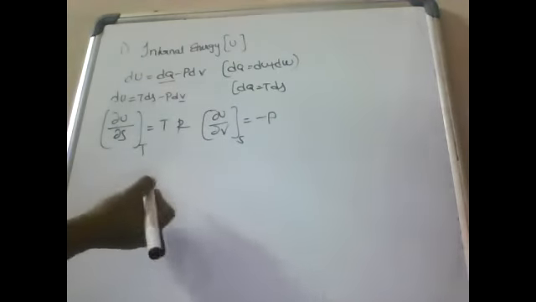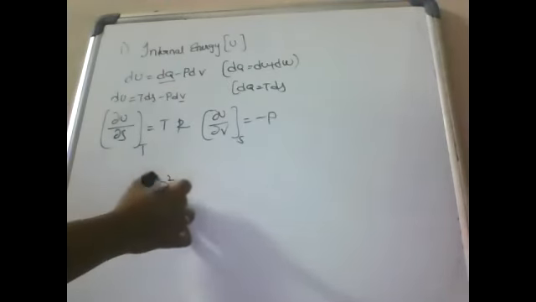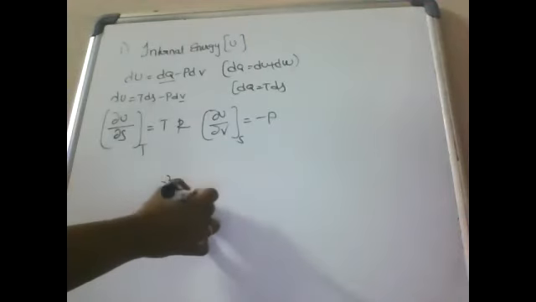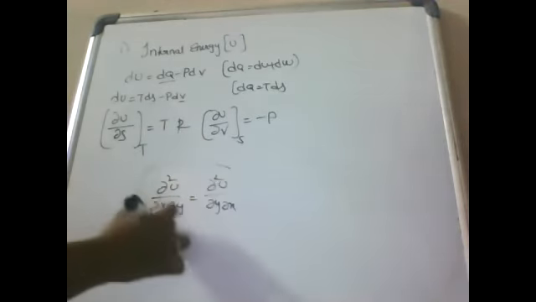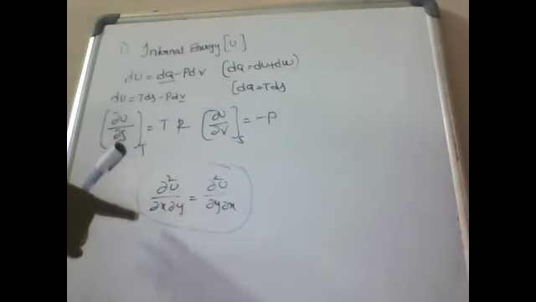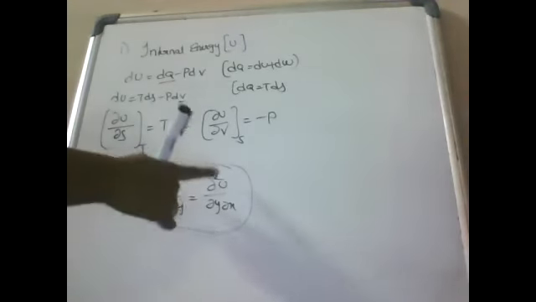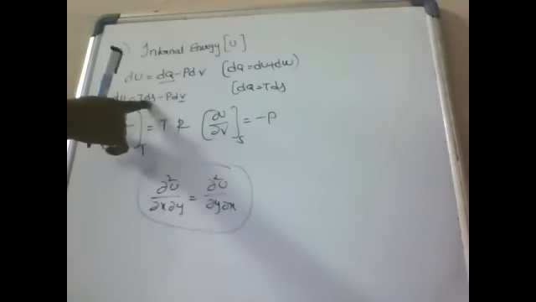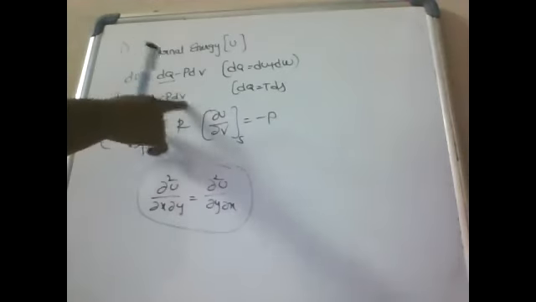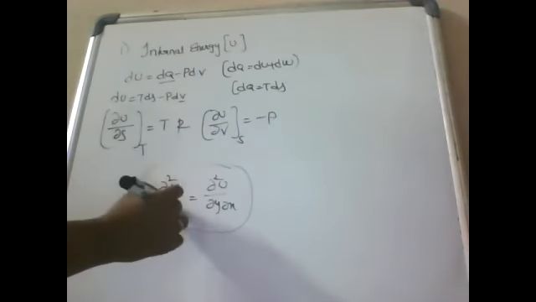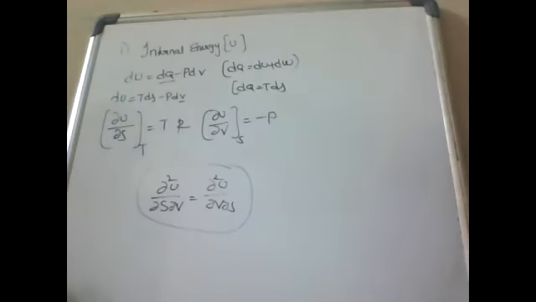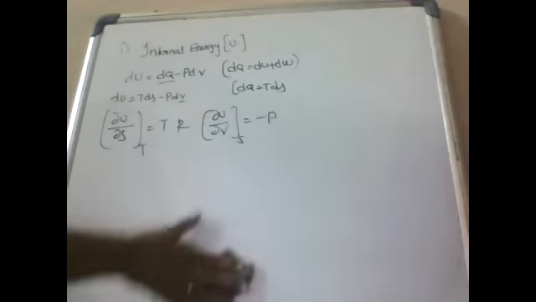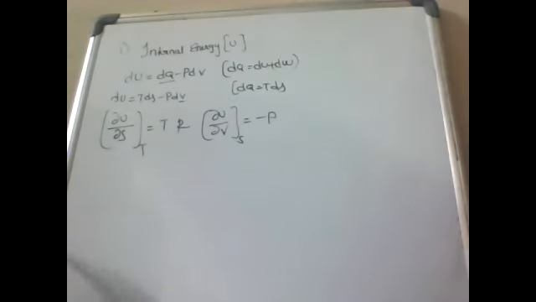So in partial differentiation, what is the condition? ∂²U/∂X∂Y equals ∂²U/∂Y∂X. So here U differentiation with respect to S and V, then here we have to write ∂S ∂V, and here we have to write ∂V ∂S, from the partial differentiation condition.